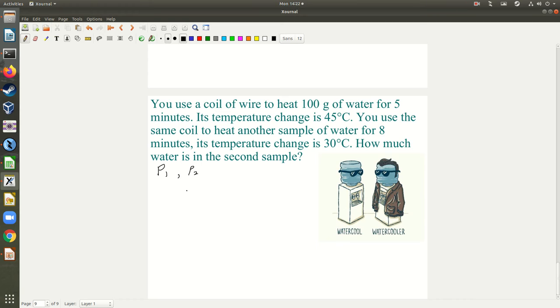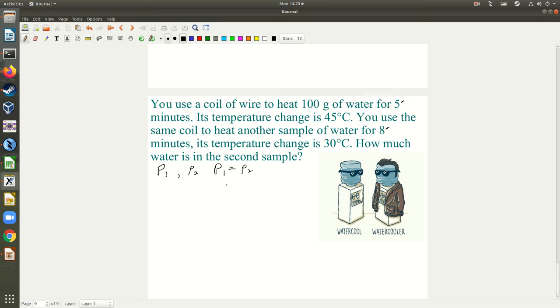We use the same power supplies. And so what we know is that power 1 is going to need to equal power 2. They're going to put out the same amount of energy per unit time. What's different is the time. Notice that this time is 8 minutes and this time is 5 minutes. So that's going to differ.